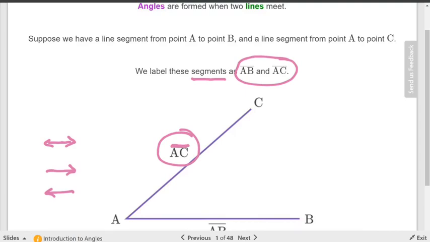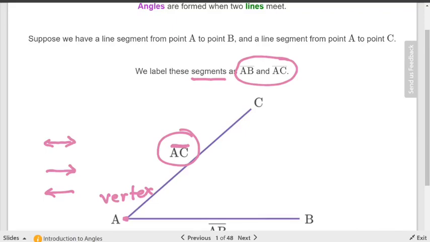The point where they meet is an important point. Does anybody remember what it's called before we go to the next slide? It starts with a V. There you go. It's the vertex. The vertex is where the two lines meet. That's what actually creates the angle.